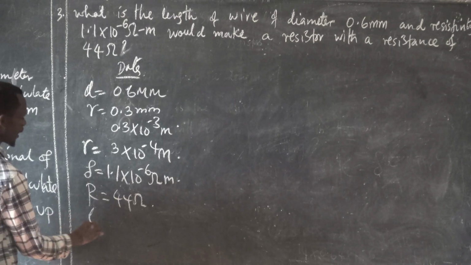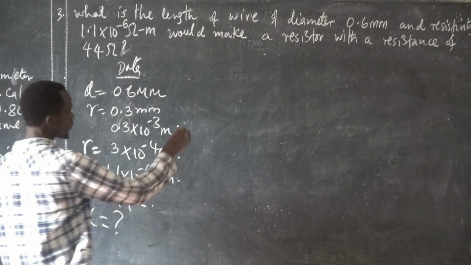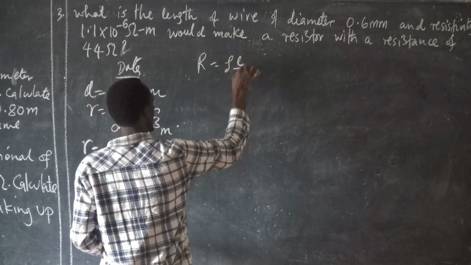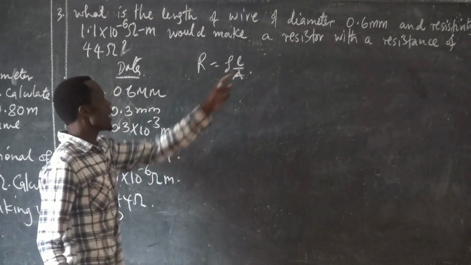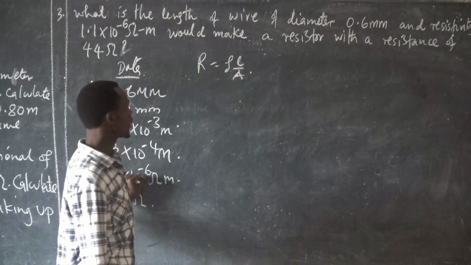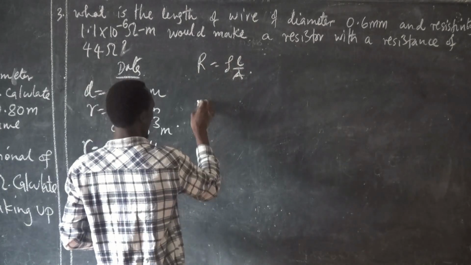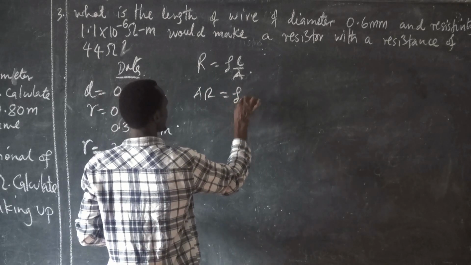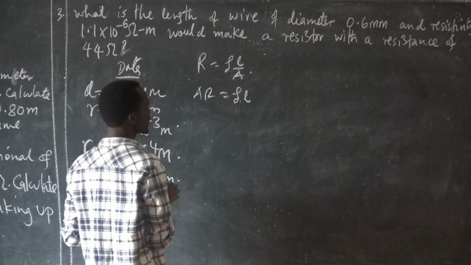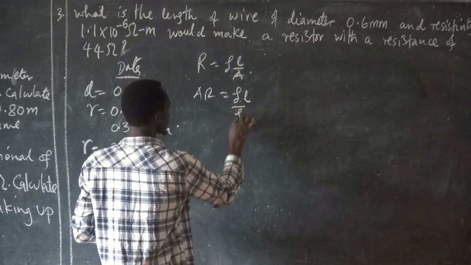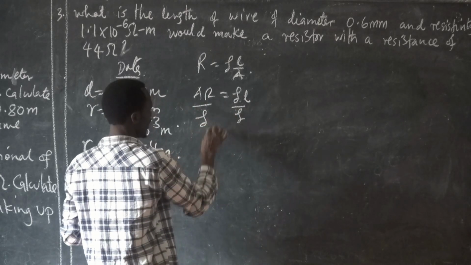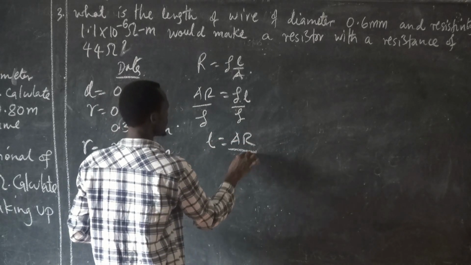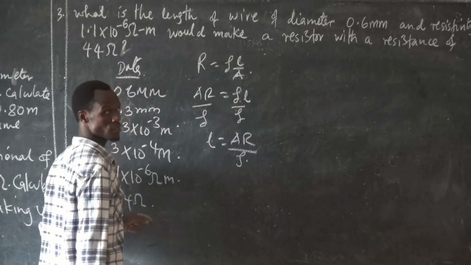The question is to find the length of the conductor. From the formula, resistance is equal to resistivity times length over area. Now let us make L the subject of the formula. Multiplying by A both sides, AR is equal to resistivity times L. Now divide by resistivity on both sides. Now length is equal to area times resistance over resistivity.